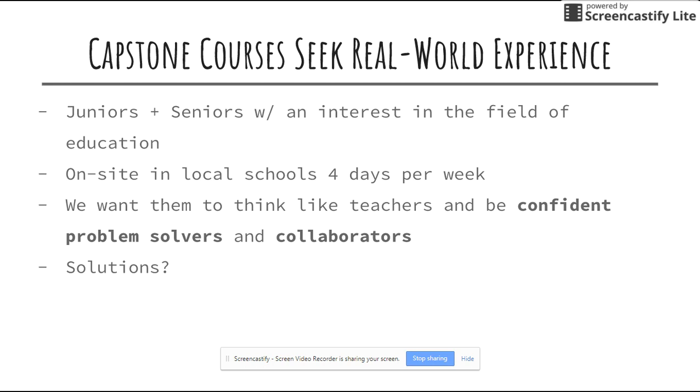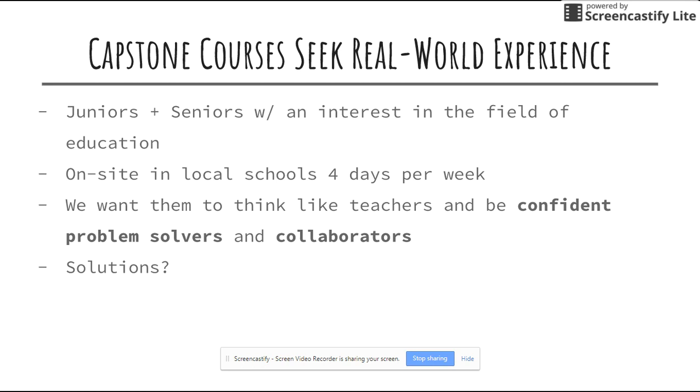It's open to juniors and seniors, and you also have to have an interest in the field of education. So all of the students in my class have already taken our prerequisite courses and have a little bit of teaching experience in our preschool lab. But this is a little bit different because we provide them with on-site experience 4 days a week in local community schools where they're teaching and have somewhat of a student teaching experience in grades K through 8.